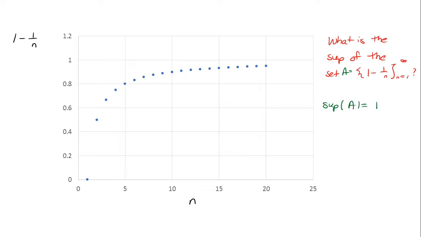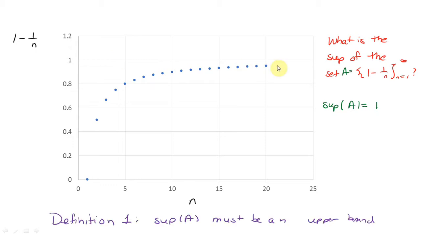It's not a max because the max has to be attained and the sup does not. So 1 is never attained, it's just reached as a limit. So definition number 1: part 1 of that definition is that a sup must be an upper bound. So I'm going to throw up an upper bound here. There's my candidate for the sup.